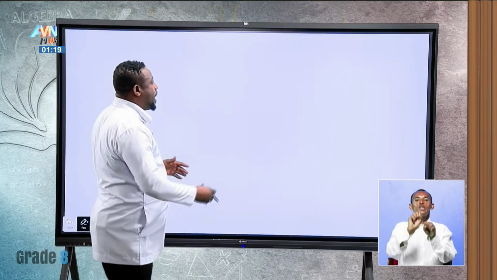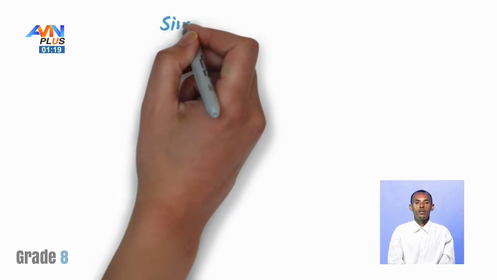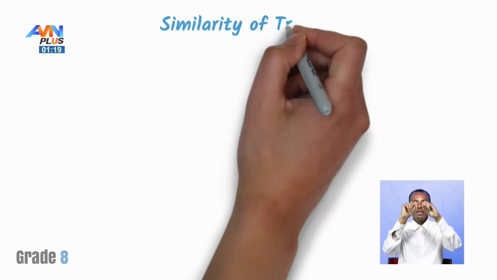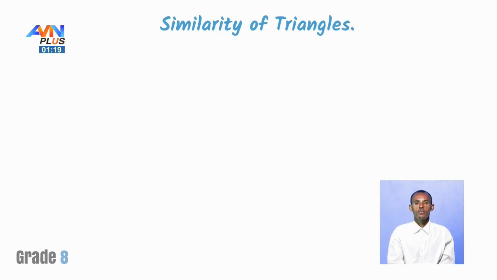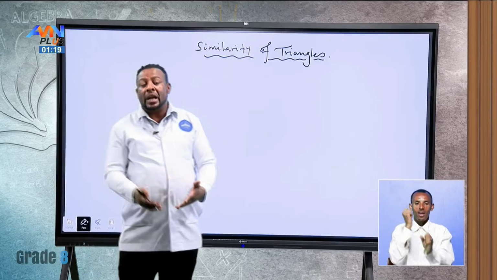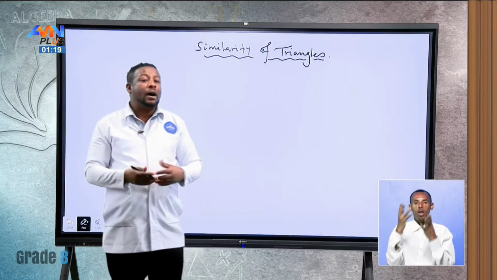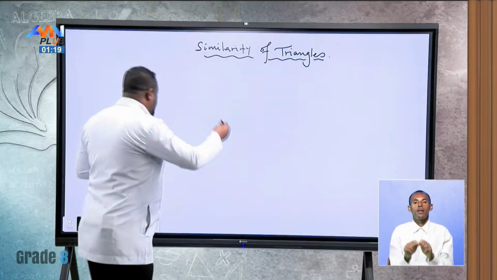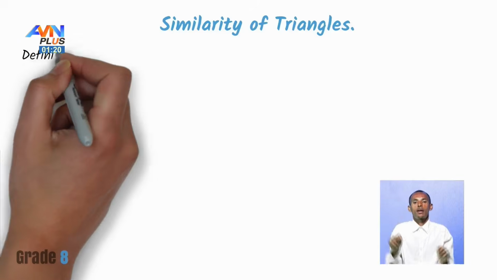So next we have similarity of triangles. Like we did for similarity of a quadrilateral and a similarity of a polygon, we will have a definition of similarity of triangles. Okay, so let us see what the definition of similar triangles looks like.